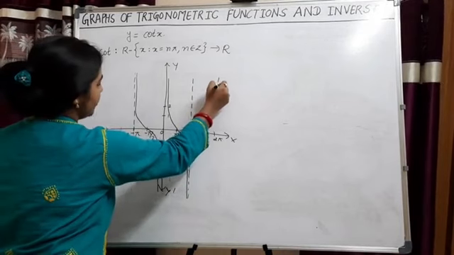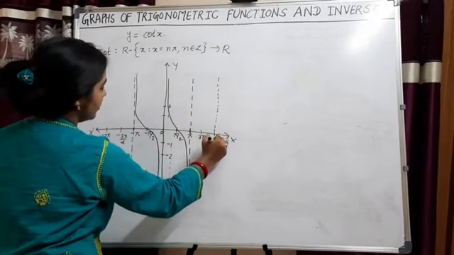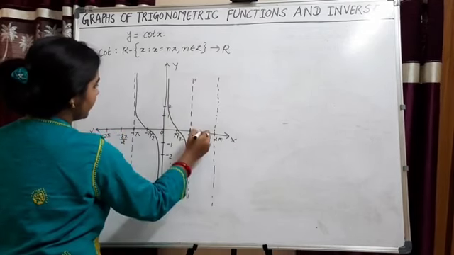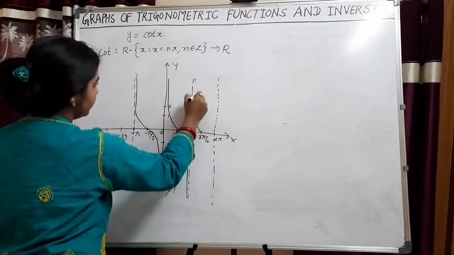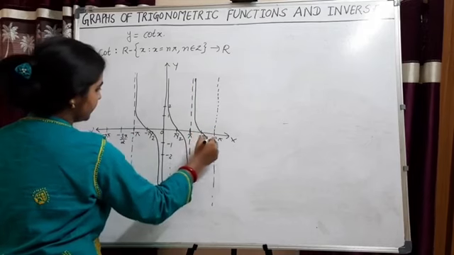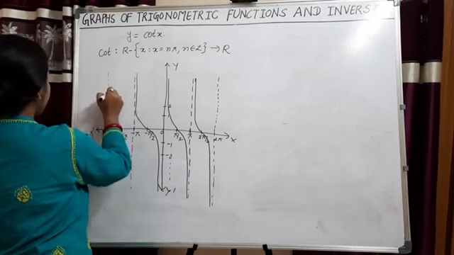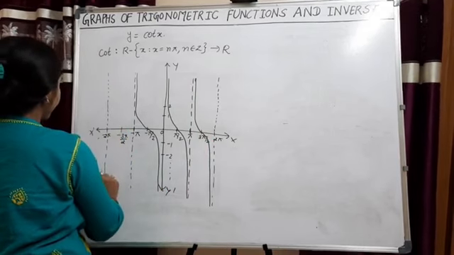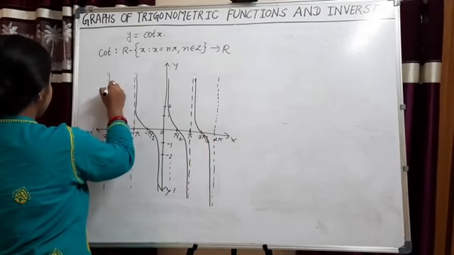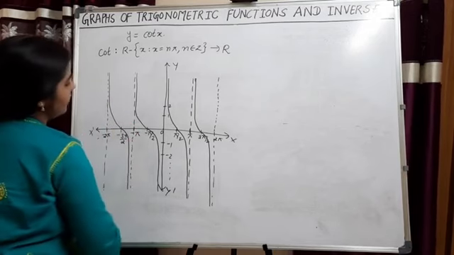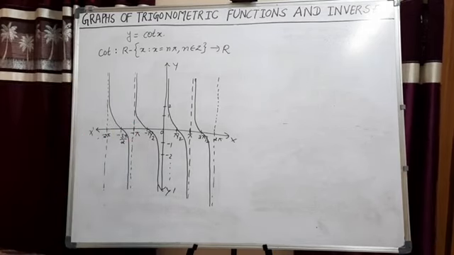The rest also we will take if you want to. Here at 2 pi also infinity, so it is like that. And here at minus 2 pi also. So this is the graph of cot x.